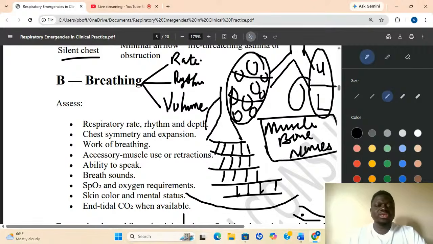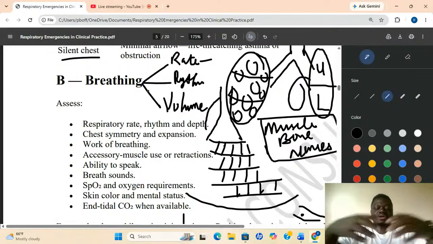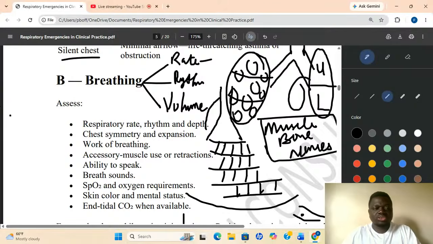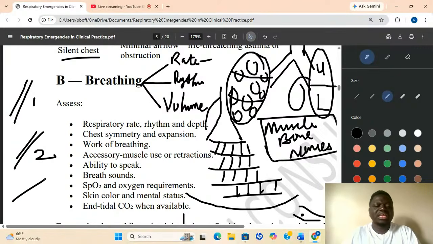The rate is what every nurse in the world has been doing every 1 minute. How many times were the lungs able to move up and down in 1 minute? They will say, within 1 minute, you were able to move 16 counts. The count is: in and out, this is one count. In and out, this is two. In and out, this is three.